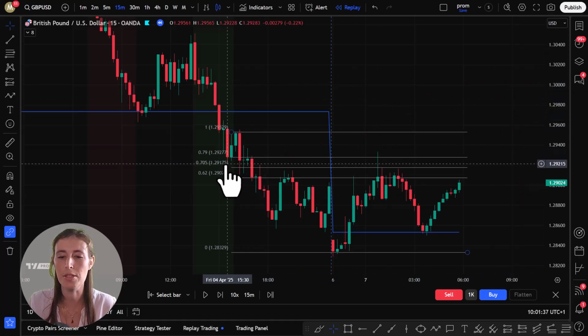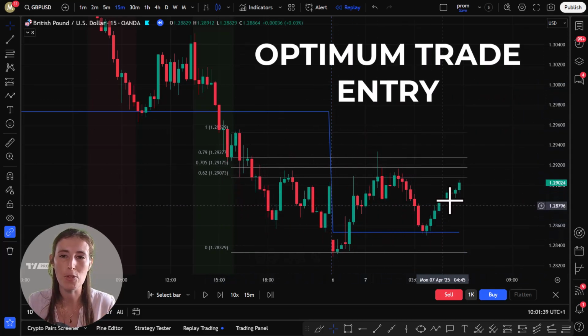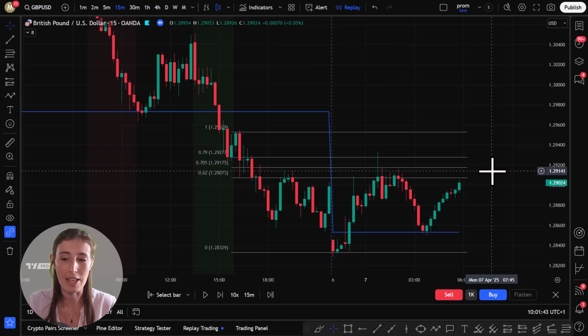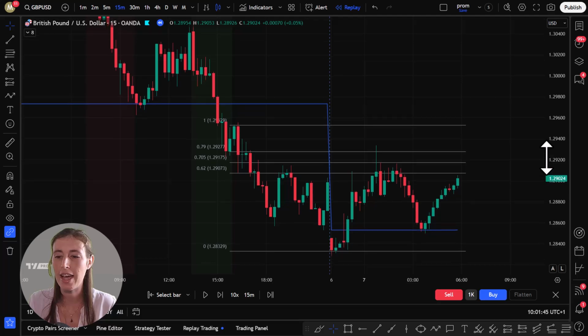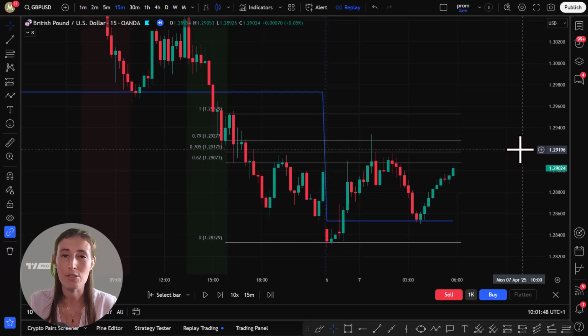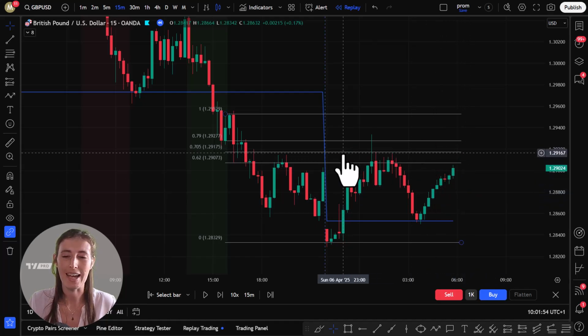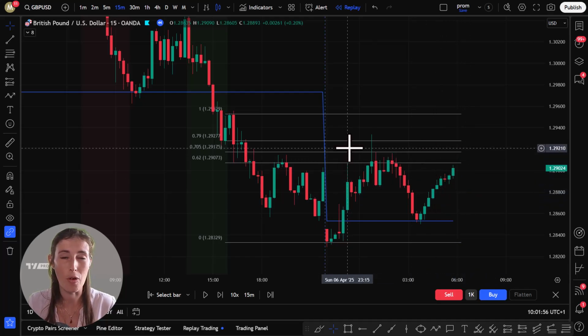But I like to use these 3 levels. They're called the optimum trade entry. They are the 62%, 70%, and 79% levels. And they just provide a very high accuracy for trade entry. Some people prefer to use the 50% level for a fib. Some even use a 38% level, which is all the way down here. Personally, I find these to be more predictable for entries.